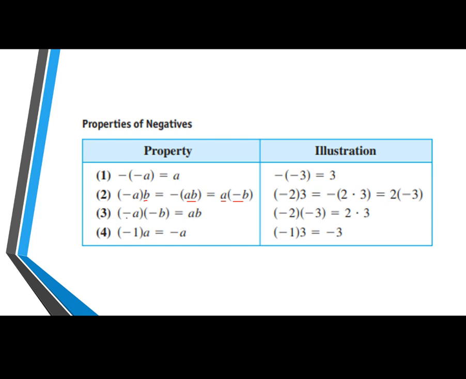The third property is two negative numbers multiplied, the product is positive. An example is negative 2 times negative 3 is equal to 2 times 3. Then negative 1 multiplied by a positive number is equal to a negative number. Example, negative 1 times 3 is equal to negative 3. Remember these properties of negatives, they are important.